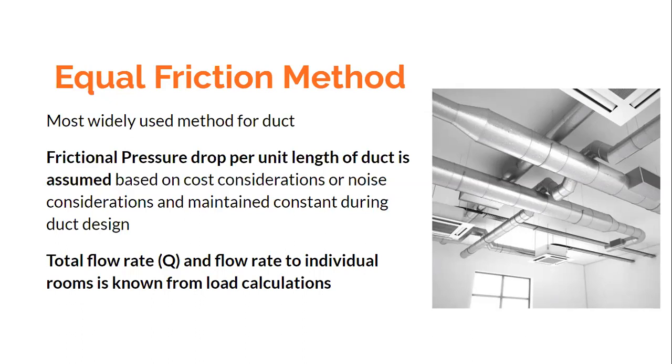Please note that these two things are opposing parameters. Means if I choose a duct of a smaller cross-sectional area, the cost, initial cost or the capital cost would be lower. However, the fan would have to overcome a greater resistance, greater pressure drop, and the electricity bill would be more.